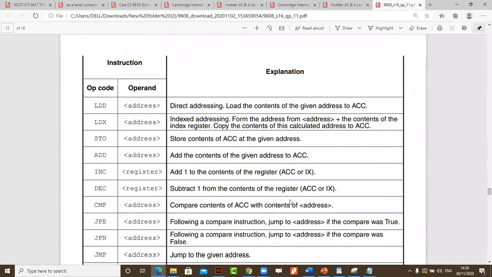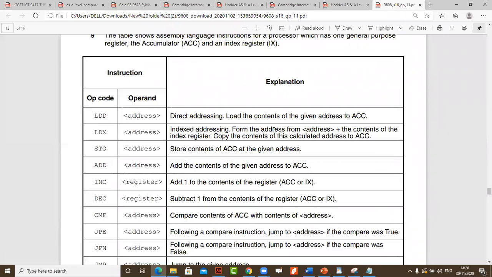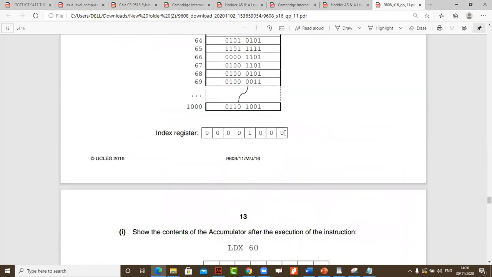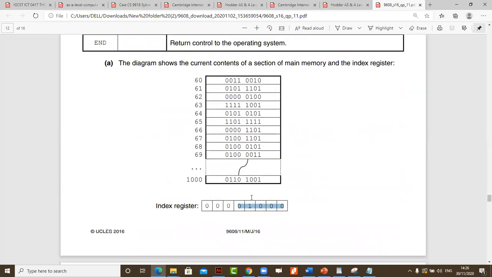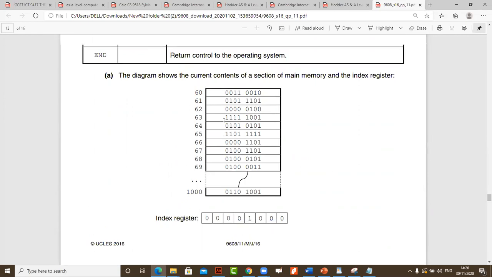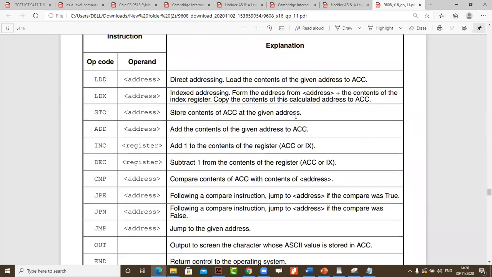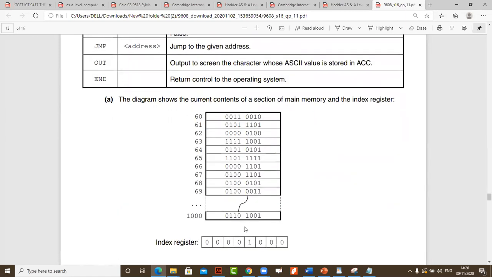So what it's saying is form the address from the address plus the content of the index register. What is the content of the index register? 8. So 8 plus 60 is how much? 68. Did you get my point? Yes, sir. Please, all of you, please read this. Why did I say 68?